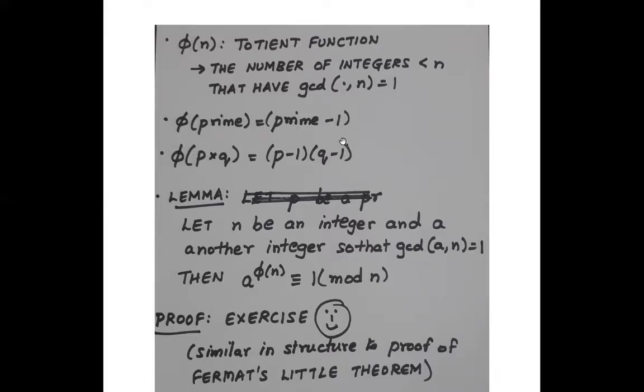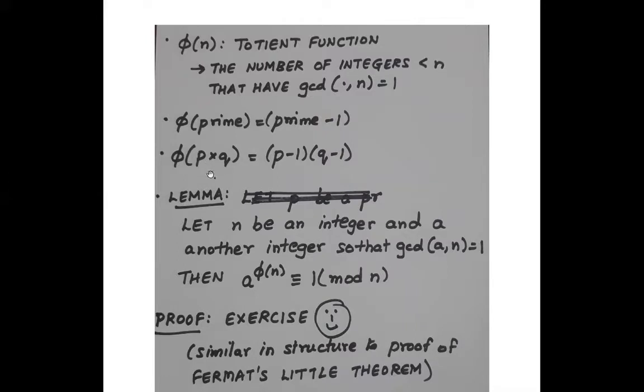Here's another fact: if you're given two prime numbers p and q, not any two numbers, but two prime numbers p and q, the totient function of p times q is in fact p minus 1 times q minus 1.